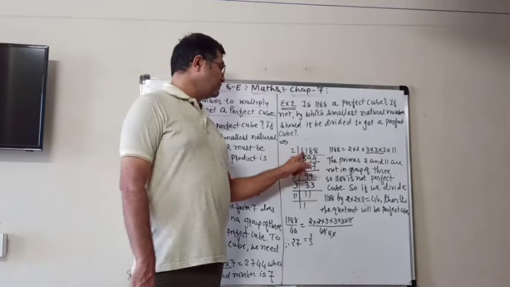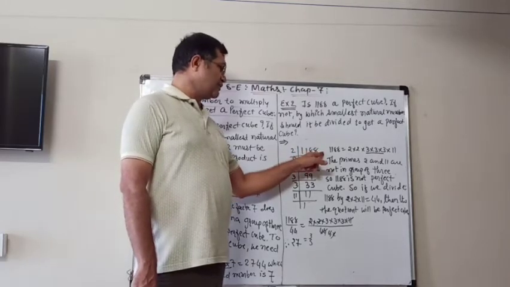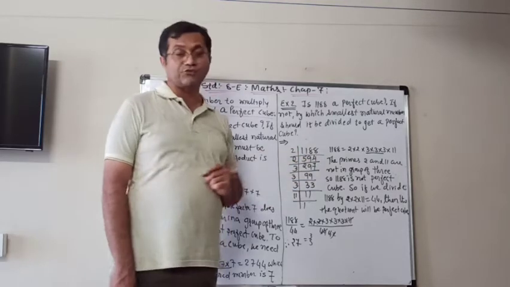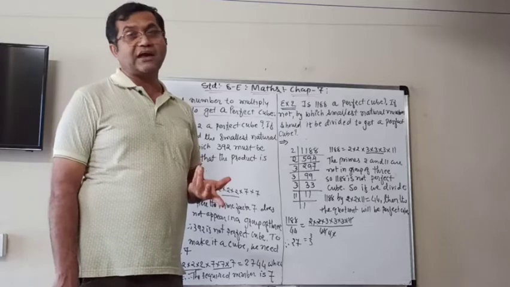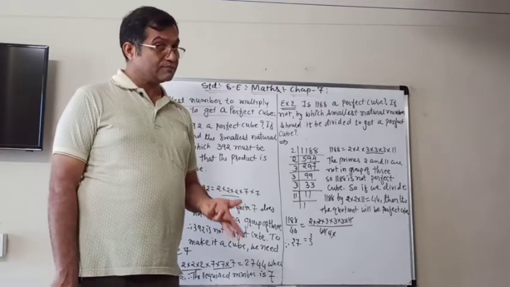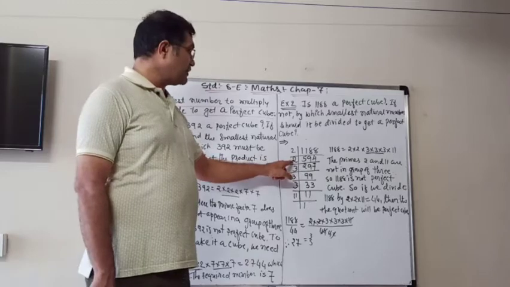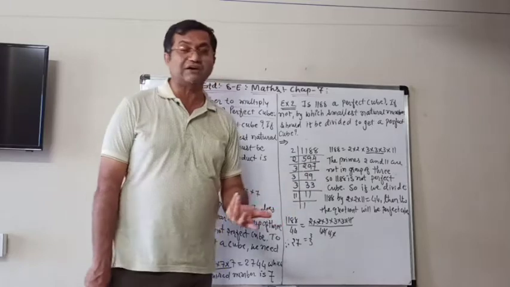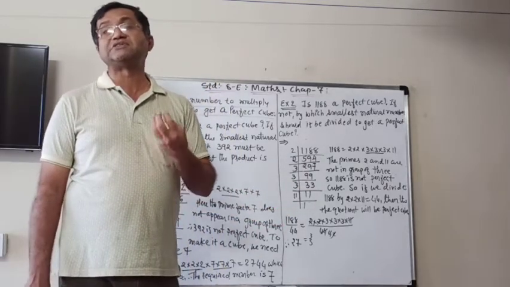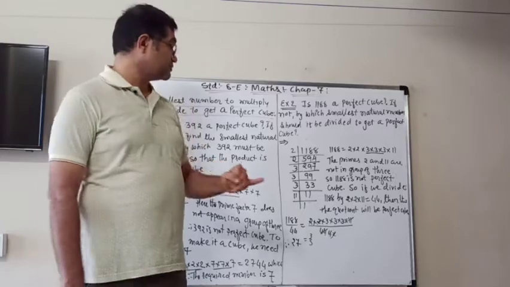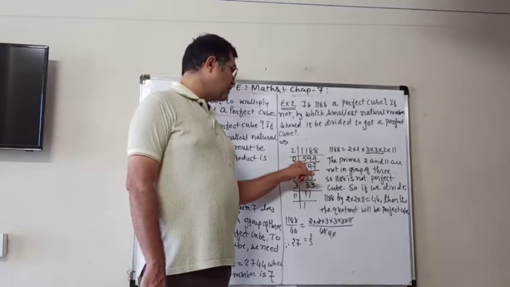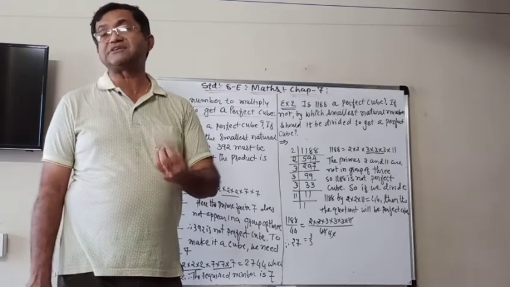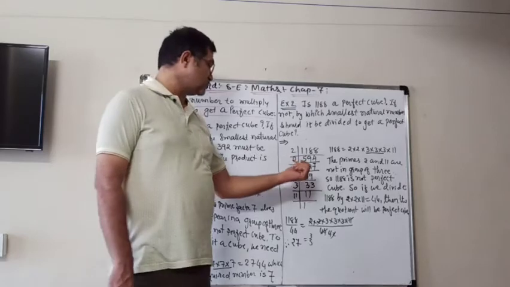So look here, 1188 is an even number. So dividing by 2 we get 594. Now 594 is again an even number, so we have to divide by 2. By dividing it by 2 we get 297. Now 297 is an odd number, so let's check the divisibility by 3. Sum of the digits: 2 plus 9, 11, 11 plus 7, 18. And 18 is a multiple of 3, 3 sixes are 18. It means that this is also divisible by 3.